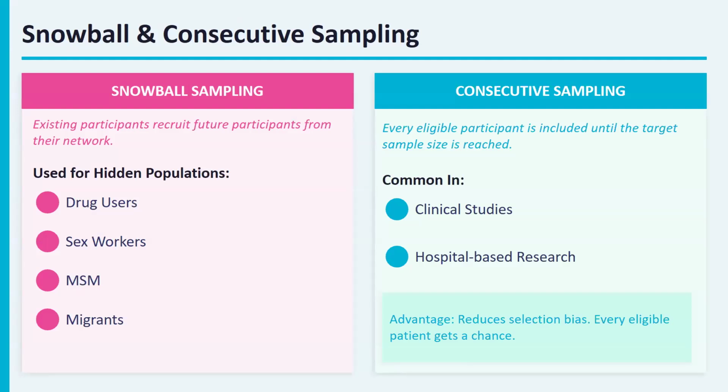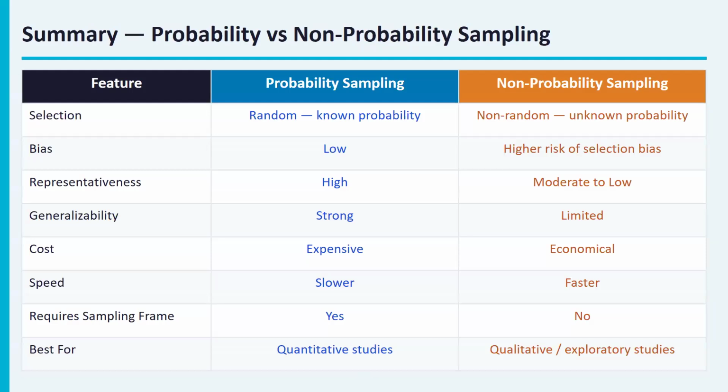Then we have snowball sampling, where existing participants recruit future participants from their network. These are used for hidden populations like drug users, sex workers, MSMs, and the migrants. In the consecutive sampling, every eligible participant is included until the target sample size is reached. It's used commonly in the clinical studies and hospital-based research. Advantages of this type of sampling is it reduces the selection bias and every eligible patient gets a chance.